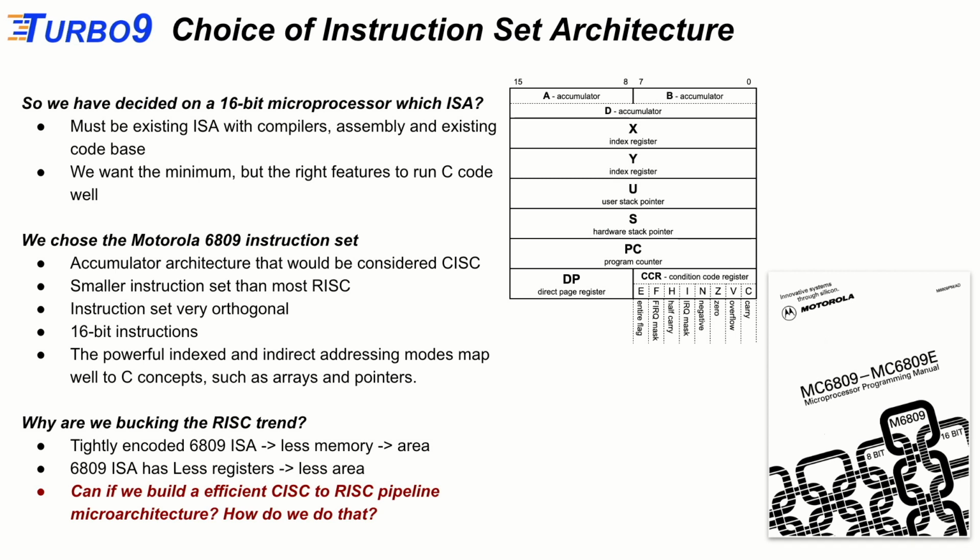And the 6809 register set, this is what it is right there. What is that? 1, 2, 3, 6, 7 16-bit registers, compared to a 32-bit RISC, which is going to have 32-bit registers. That's a lot of transistors, which is going to blow up your die area. So can we build an efficient RISC-style pipeline microarchitecture? That's a little hint of what we're going to be getting into.